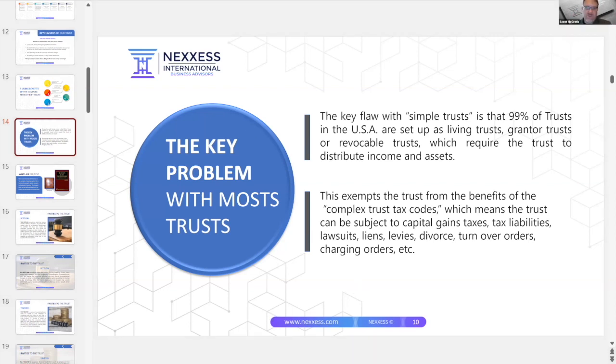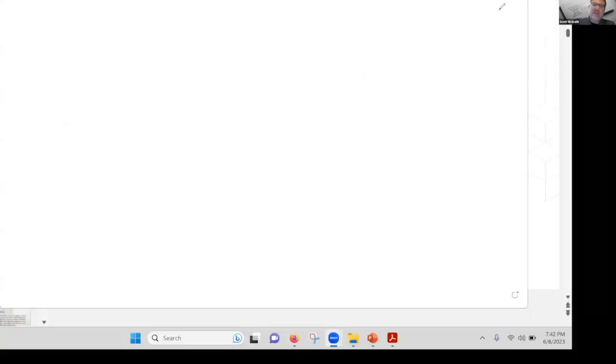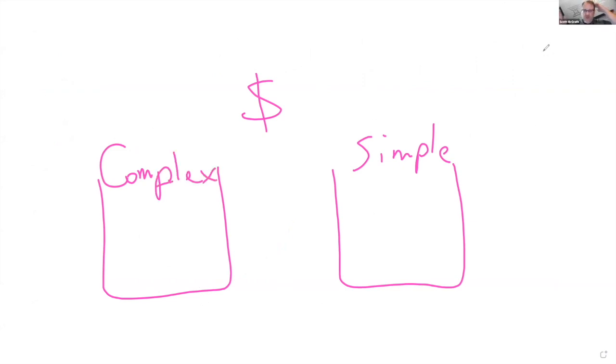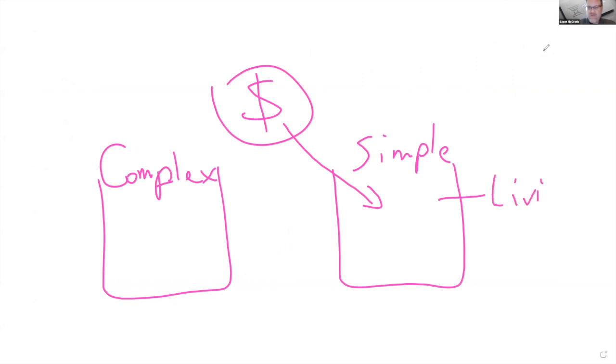So just for fun, I'm going to share my whiteboard screen. I'm going to show you how that works. Okay, so let's pretend you make money. You have money and you have a trust also. I'm going to draw the 2 trusts here. I'm going to draw a simple trust, and I'm going to put here a complex trust. So 2 different trusts, they both use different tax codes, the same code, but different sections of the code. So you're making money, the money comes into a simple trust. Now this is a good example. This is a living trust.